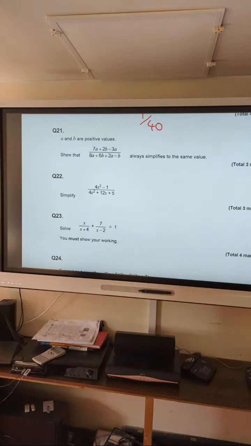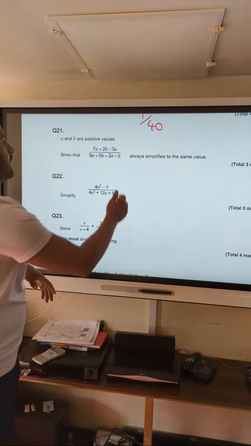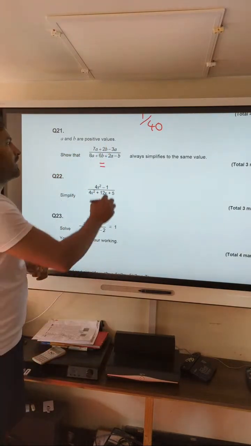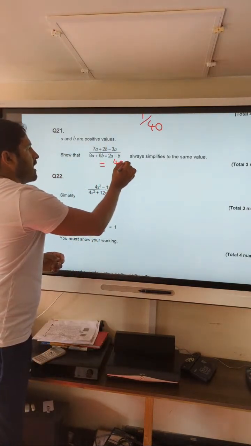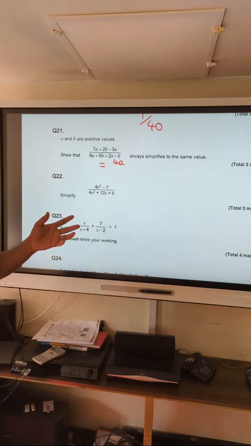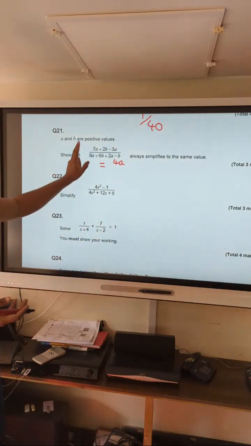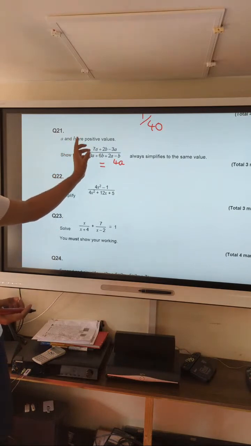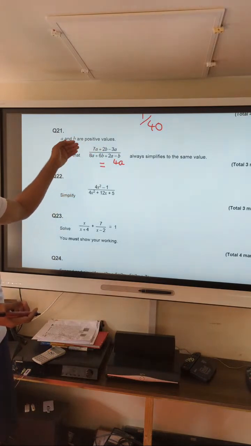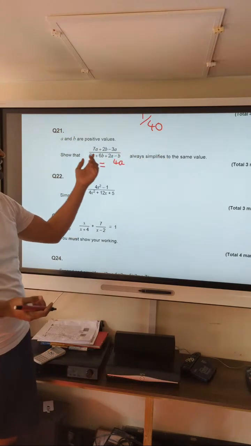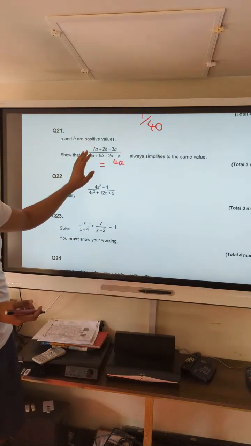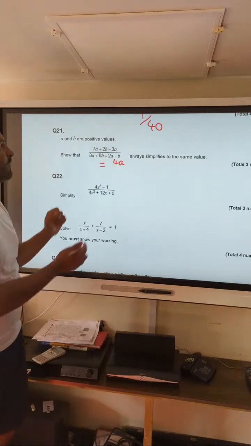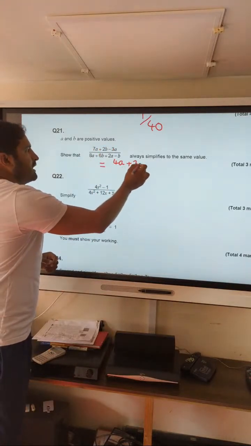Okay, let's collect the common terms anyway. So we write that by collecting the common terms. 7a and negative 3a gives you 4a. If you're not sure what you're meant to be doing, like I have no idea at this point from reading it the first time, what I know is we're trying to simplify something, because you're showing that it always simplifies to the same value. So simplify that top part. 7a minus 3a gives you 4a, so we get 4a plus 2b.